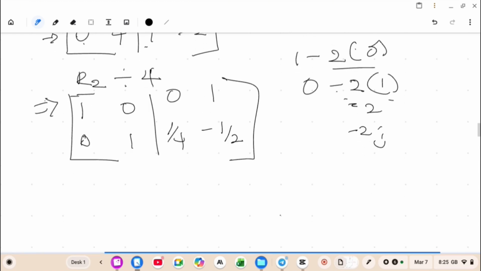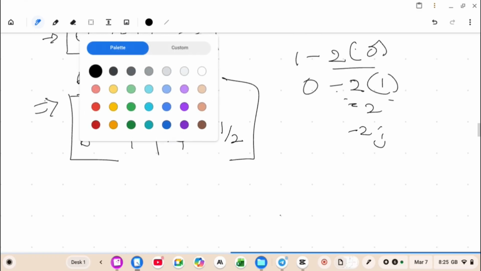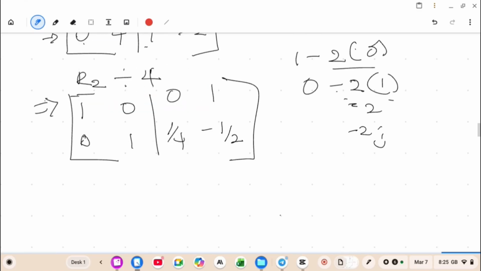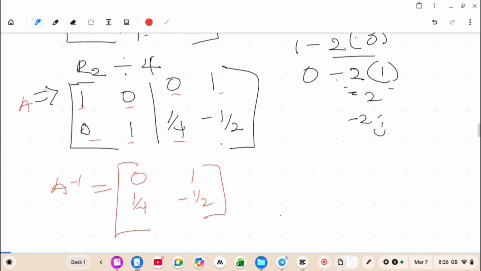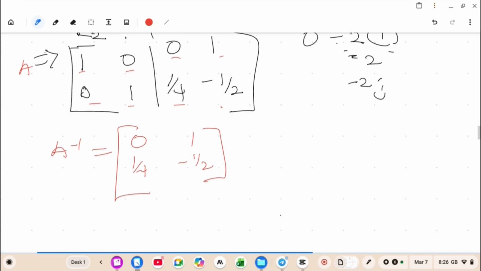So you can see that we've been able to change our A element to look like an identity element. That's 1, 0, 0, 1. Therefore, our inverse is equal to this: 0, 1, 1 on 4, negative 1 on 2. So this is the inverse for the matrix that we were solving.